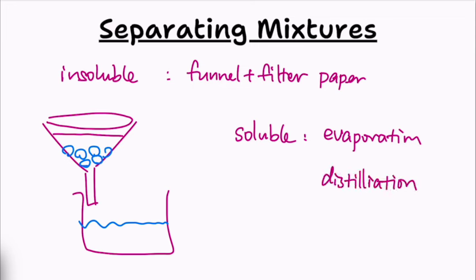Distillation is used to separate two liquids, such as alcohol and water. Alcohol and water have different boiling points. Water boils at 100 degrees Celsius. Alcohol boils at approximately 78 degrees Celsius. You're going to set the temperature around 80, slightly higher than the boiling point of the alcohol. Then eventually, all the alcohol will be evaporated, and the leftover is the water.